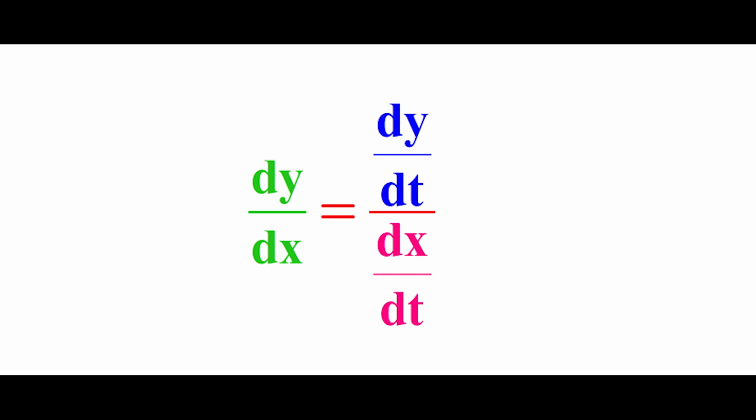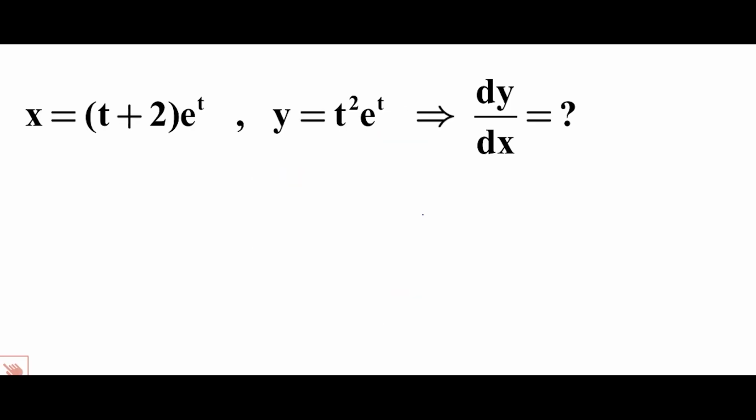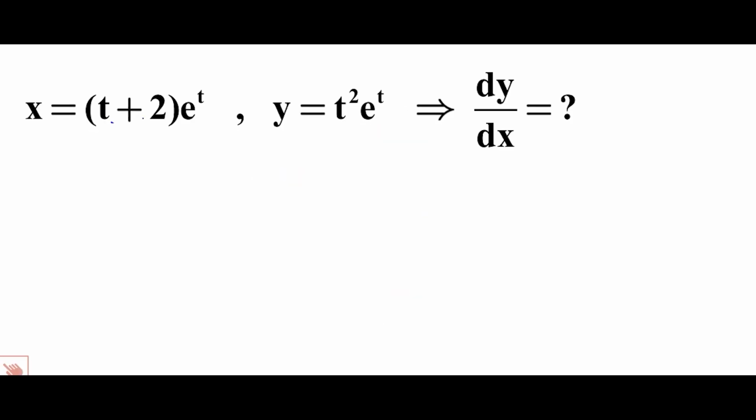So the process is very simple. First find dy/dt, second find dx/dt, then divide them. Let's look at an example. Suppose x equals (t plus 2)e to the t and y equals t squared e to the t. So we're gonna find dy/dx.